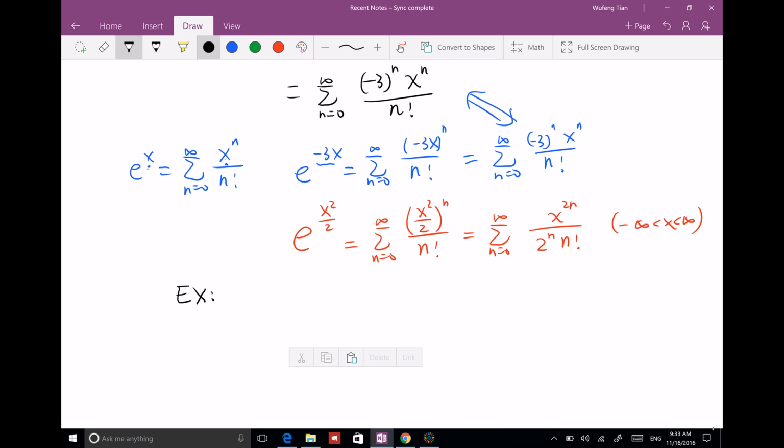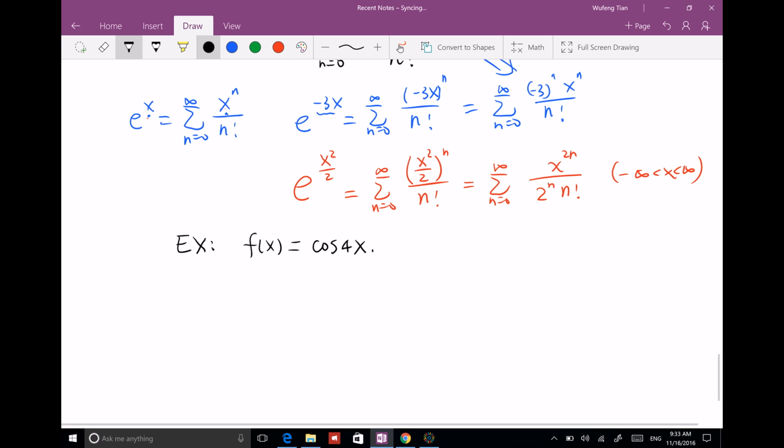I want you to try to find the Maclaurin series for f(x) equals cosine 4x. I'll give you 3 minutes to do it. Actually, I will give you the formula for this one. The formula is cosine x equals the sum from n equals 0 to infinity of negative 1 to the power n, x to the power 2n over 2n factorial. So can you find cosine 4x?